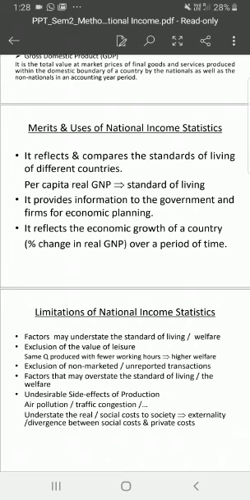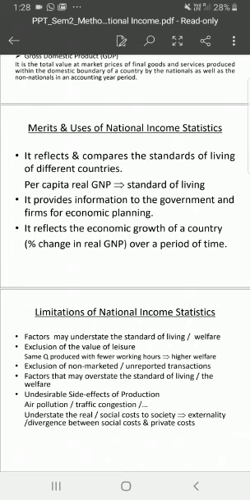For example, we can compare the GNP of India in the 1960s to the GNP of India in the 1990s and in 2020, and say whether the country has indeed made an improvement over time or not.